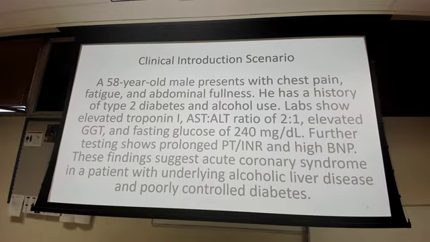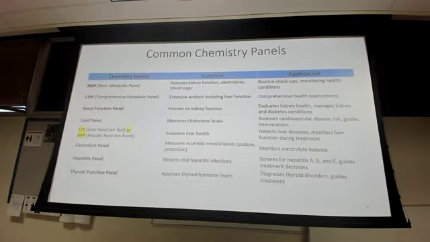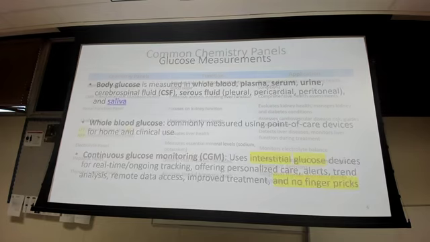And here is our clinical introduction scenario. A 58-year-old male presents with chest pain, fatigue, and abdominal fullness. He has a history of type 2 diabetes and alcohol use. The lab showed elevated troponin, an AST-ALT ratio of 2:1, elevated GGT, and fasting glucose of 240 milligrams per deciliter. Further testing shows prolonged PT/INR and a high BNP. These findings suggest acute coronary syndrome in a patient with underlying alcoholic liver disease and poorly controlled diabetes. So here are our panels again. The ones we're highlighting are the liver function and hepatic function panels.